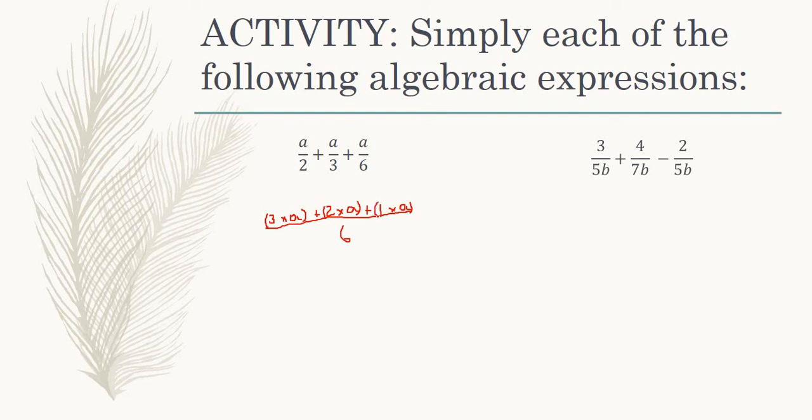At this stage, now we're going to carry out the multiplication. So 3 times a gives us 3a. Write it here. And then put back our plus sign. And then 2 times a gives us 2a. And put back our plus sign. And then 1 times a gives us a. And all of this should be placed over our common denominator of 6.